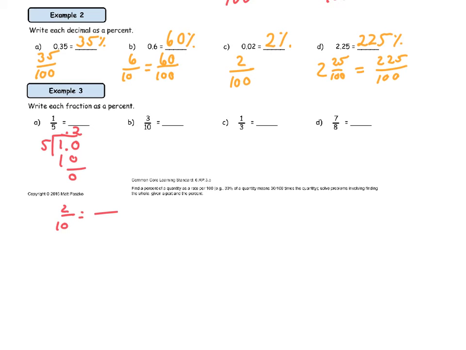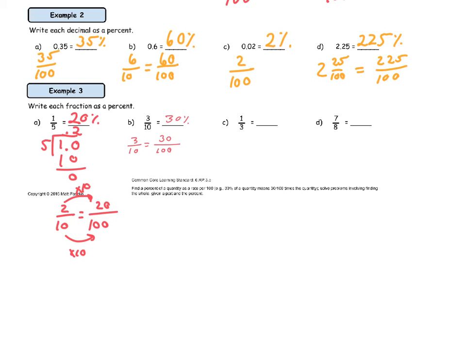I can change that to something over 100. In order to do that, I multiply by 10. 2 times 10 is 20. So that's 20%. 20 over 100. In letter B, rather than dividing, I can just look at the fraction as 3/10 and know that 3 all over 10 is equal to 30 over 100. And there it is again, 30%. So we call that 30%.